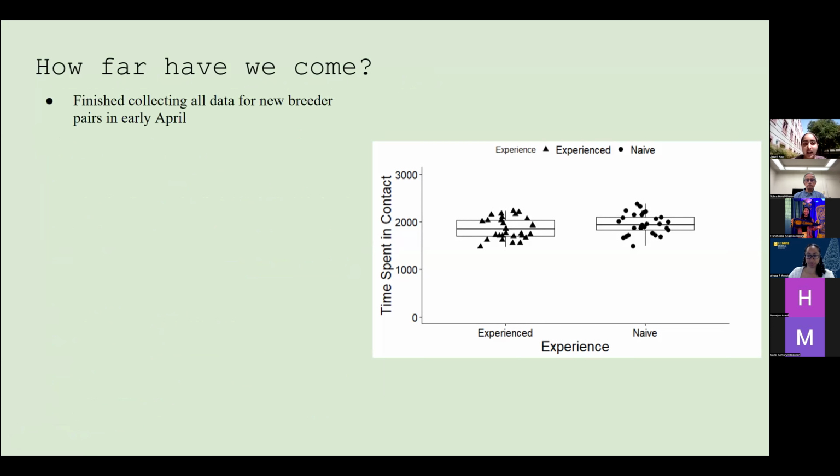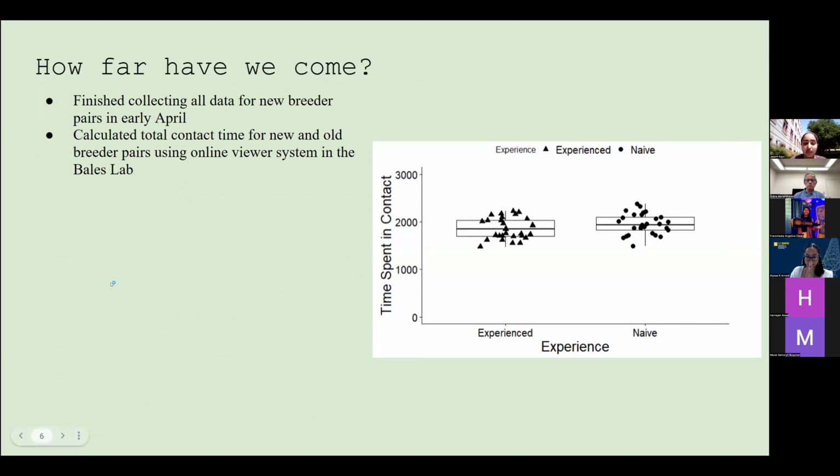So in early April, we finished collecting all the data from my project. We had a very limited time span to collect everything before the undergraduate research conference, but we were able to make some graphs to use. One of the things that I showed during the research conference was total contact time. So this was the total contact time for old and new parents. And then on the right, I have the graph that I used, which shows on the x-axis the experience.